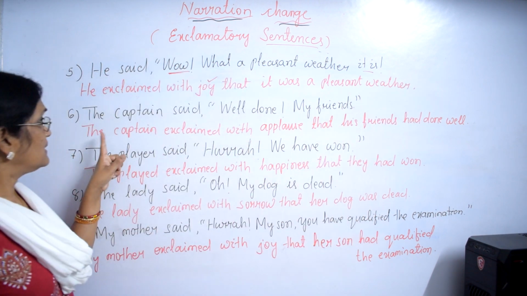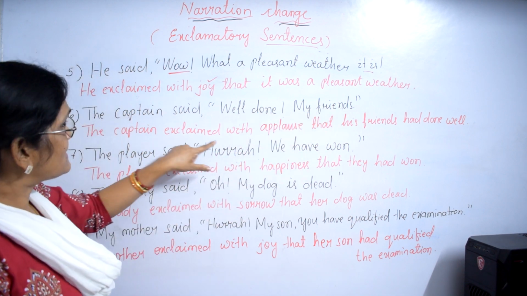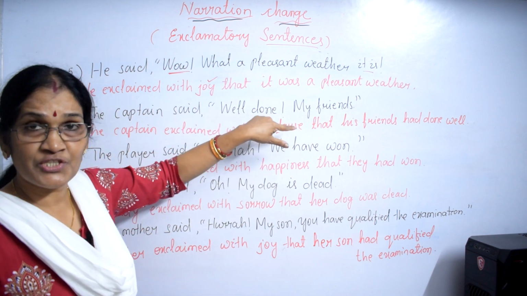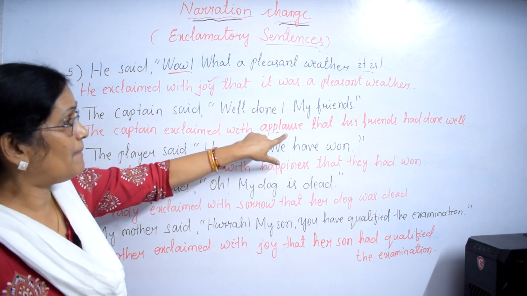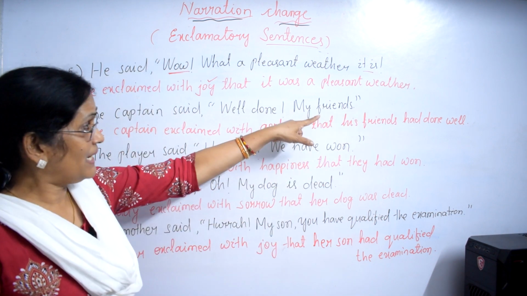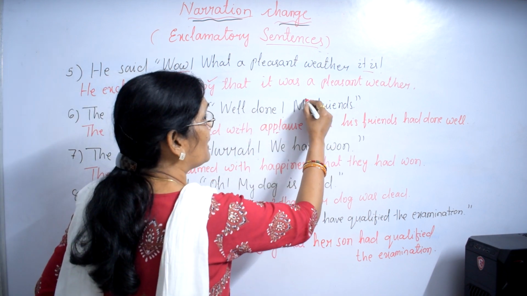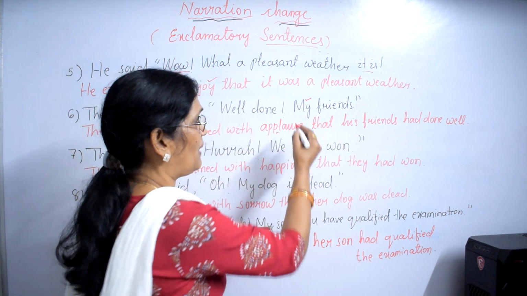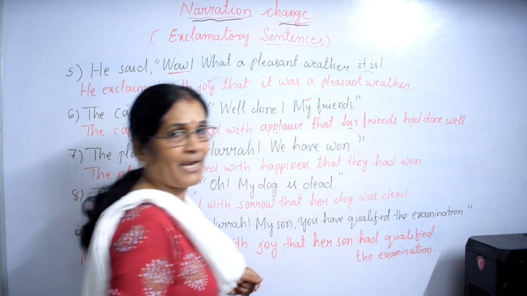The captain said, "Well done, my friends." The captain exclaimed with applause. It shows the expressions of applause, praise. The captain exclaimed with applause that my friends, well done my friends means my friends have done well, right? So my first person pronoun will be changed as per speaker, the captain. So his friends had done well.